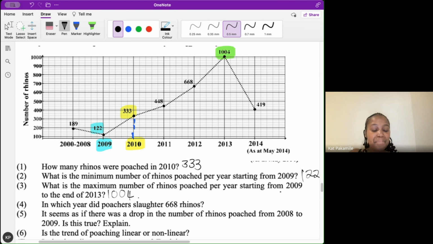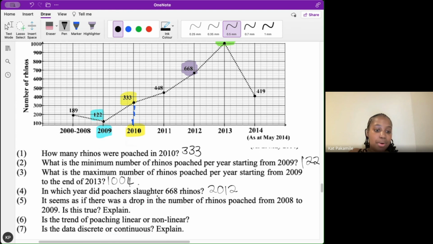In which year did poachers slaughter 668 rhinos? I almost said lions because my brain is mush at this point. There we go. And the year is 2012. Great. So this one we're not going to answer because there was a case study and we don't know what the scenario is. We don't know what happened between 2008 to 2009 that made poaching of rhinos decrease, okay?